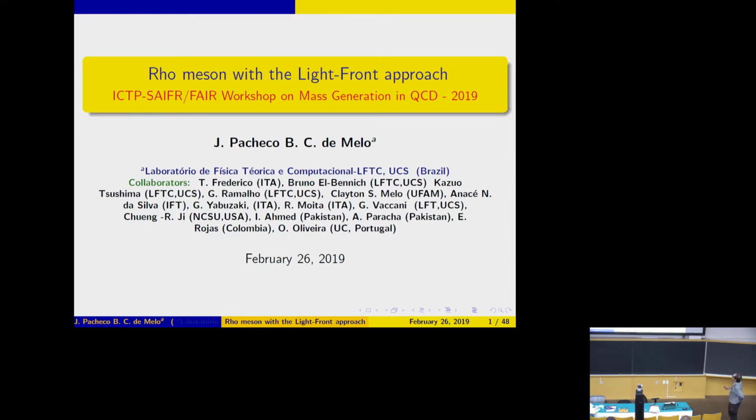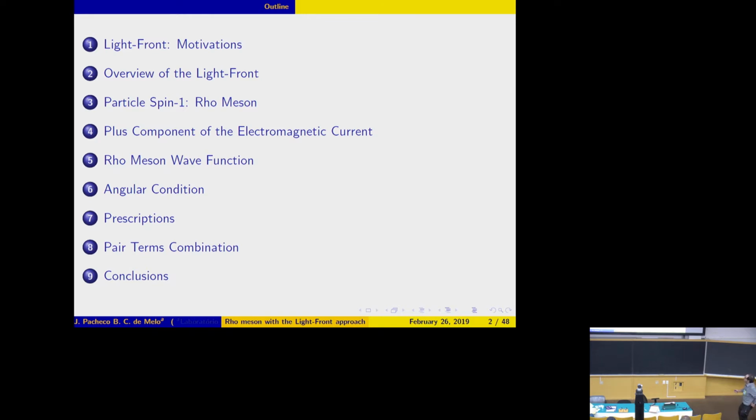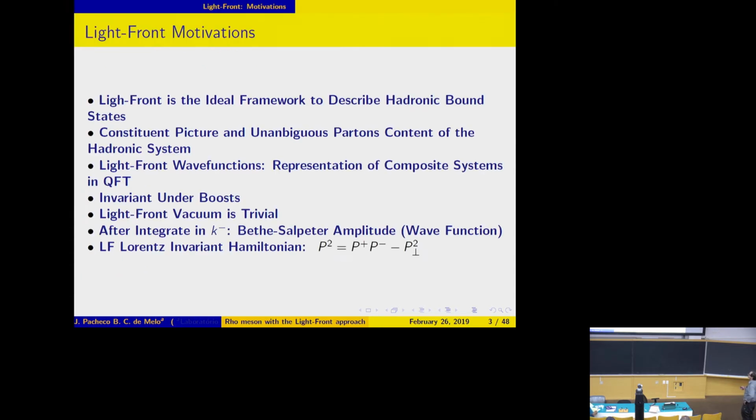I speak about rho mesons with the light front approach. Light front is very important for high energy physics or hadrons, but you need some care. Why do you need a light front? I give some motivation, almost an overview of light front for students. Then I go to specialize to the rho meson. I calculate the plus component of the current. Then I have my model wave function. I explain a little bit the angular condition, the problem with the prescriptions, the problem with the combination to eliminate the zero modes or pair terms, and some conclusions.